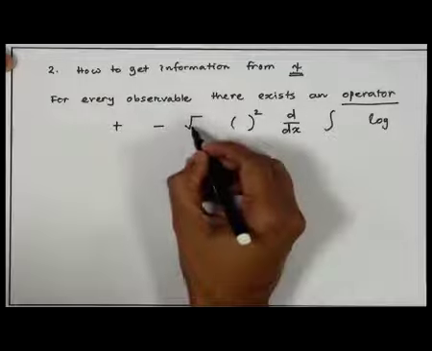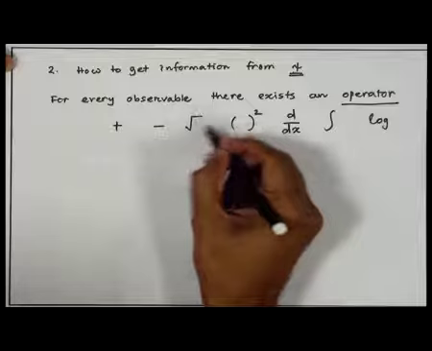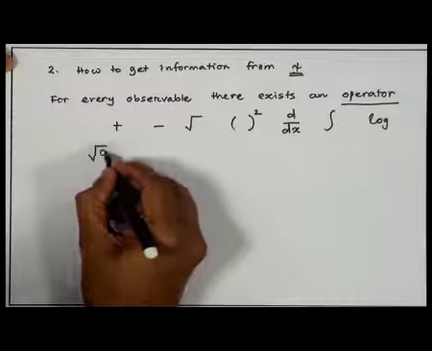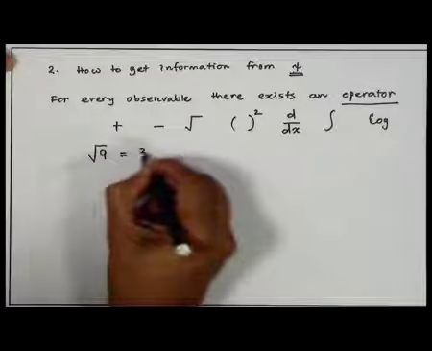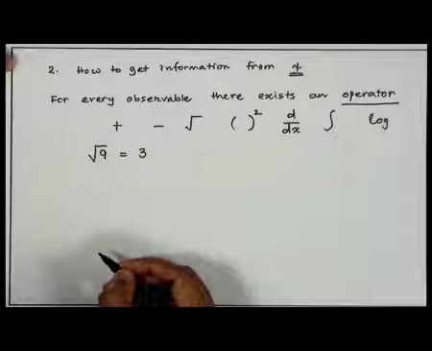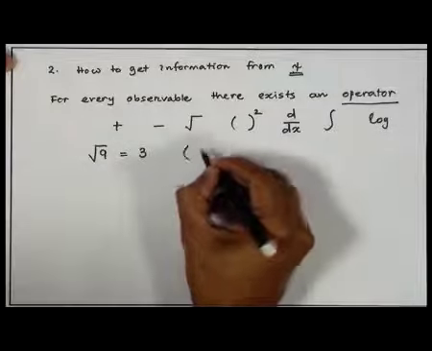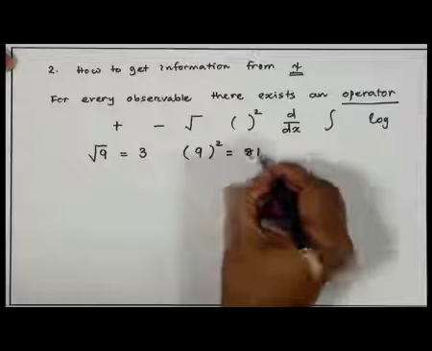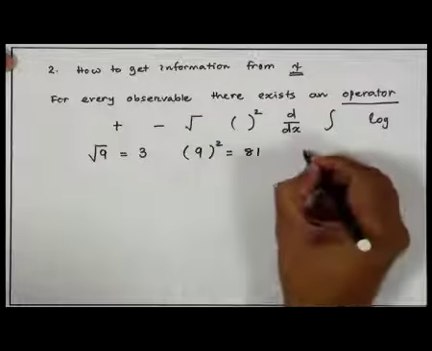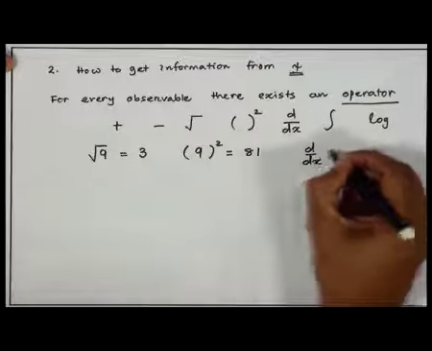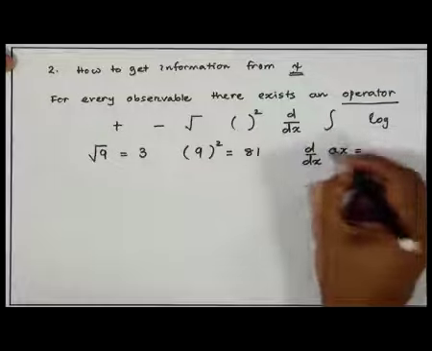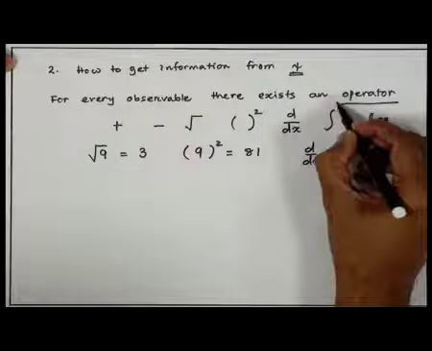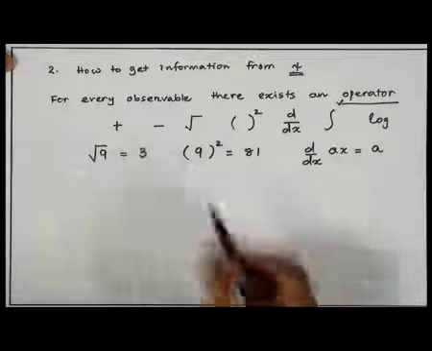If I apply this operator, let us say this operator is square root, on a function, say 9, it will give me a result, that is 3. If I use the squaring operator on the same 9, I will get a different value, 81. If I use, let us say, the differential operator on a function ax, I will get a. So, an operator is a rule that applies to a function.